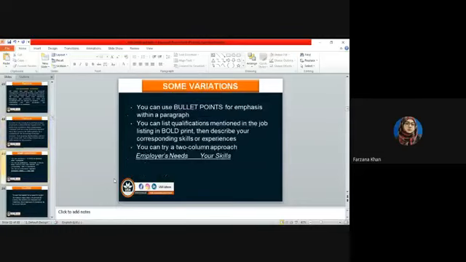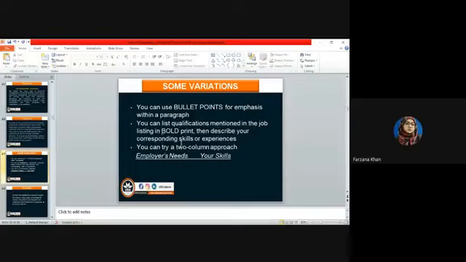So this is the style of writing middle paragraphs of your cover letter. Some variations which are very important to learn: you can use bullet points for emphasis within a paragraph. If you want to give some emphasis in the middle paragraph, you can use bullet points. You can list qualifications mentioned in the job in bold points, then describe your corresponding skills or experiences by relating those skills with the requirements of the job.